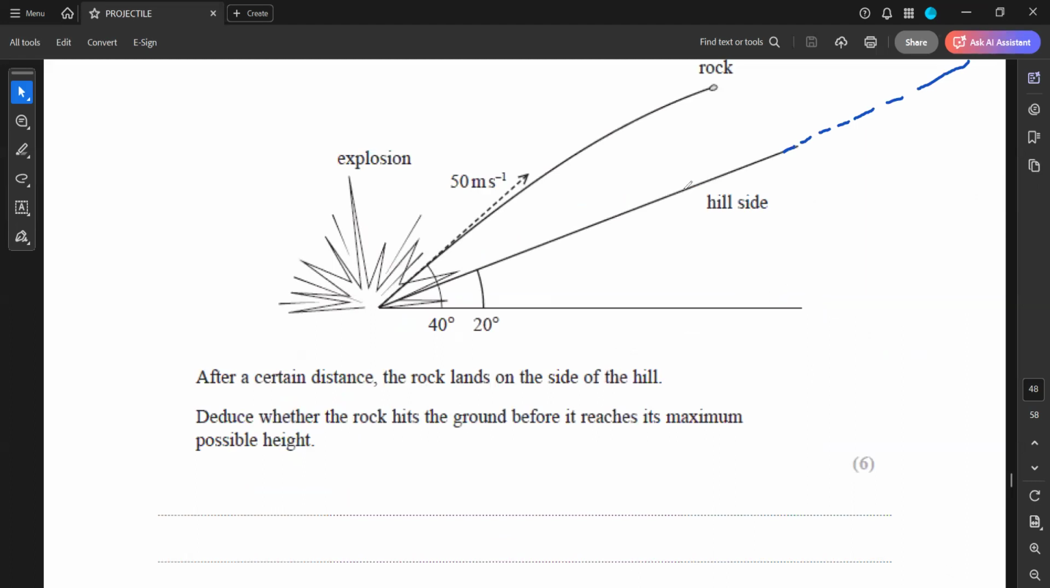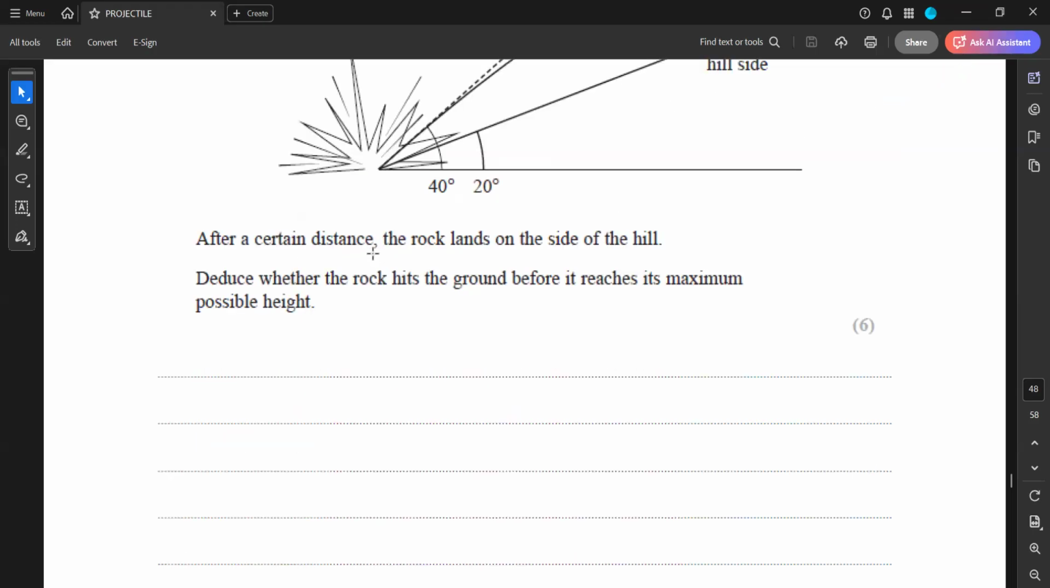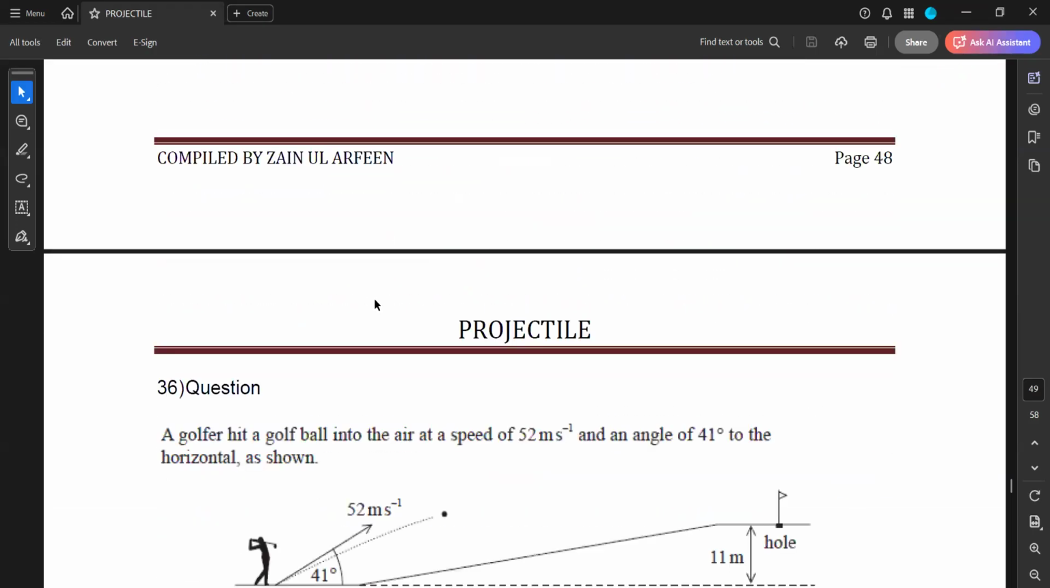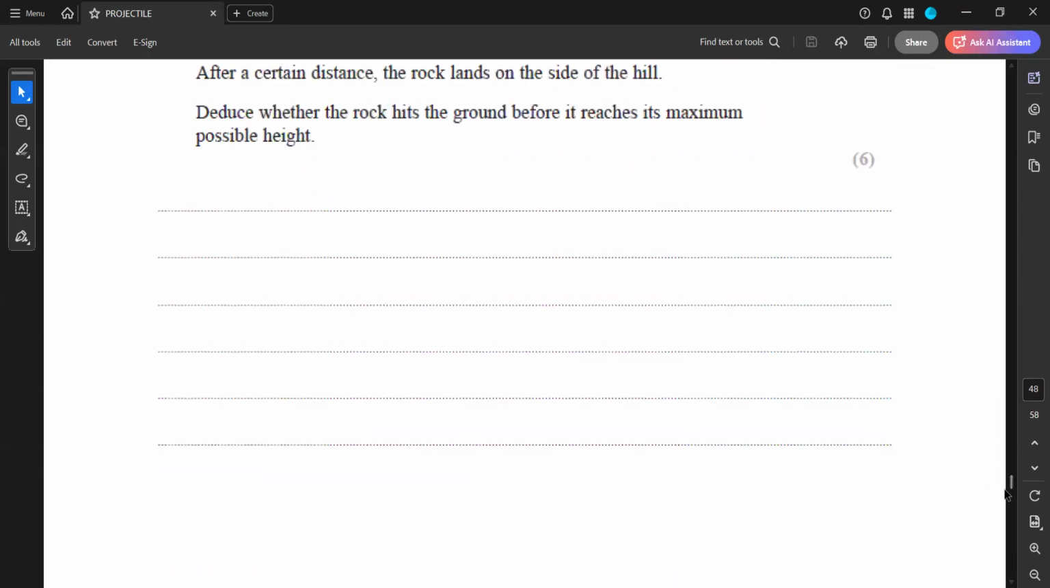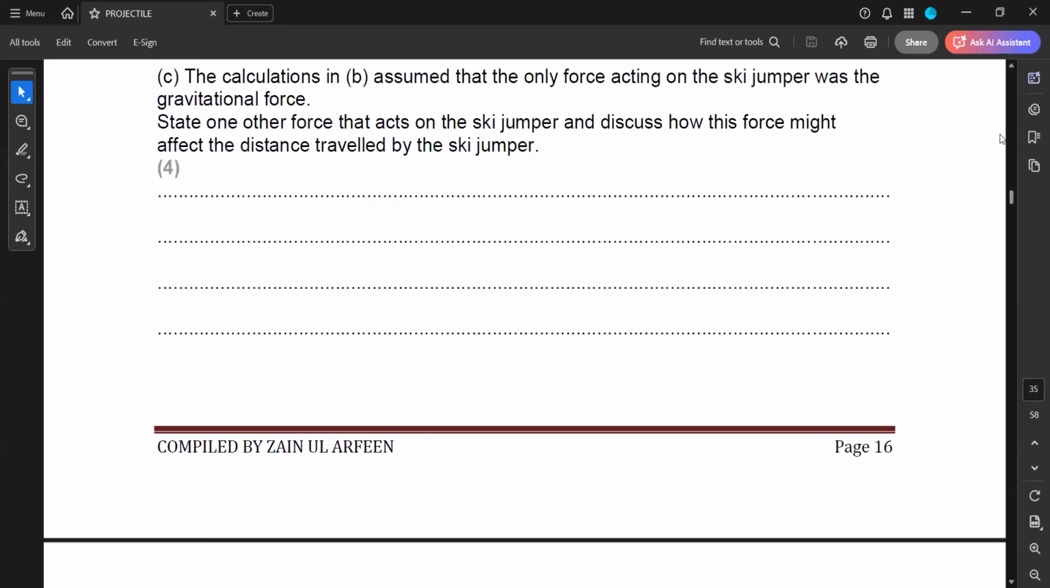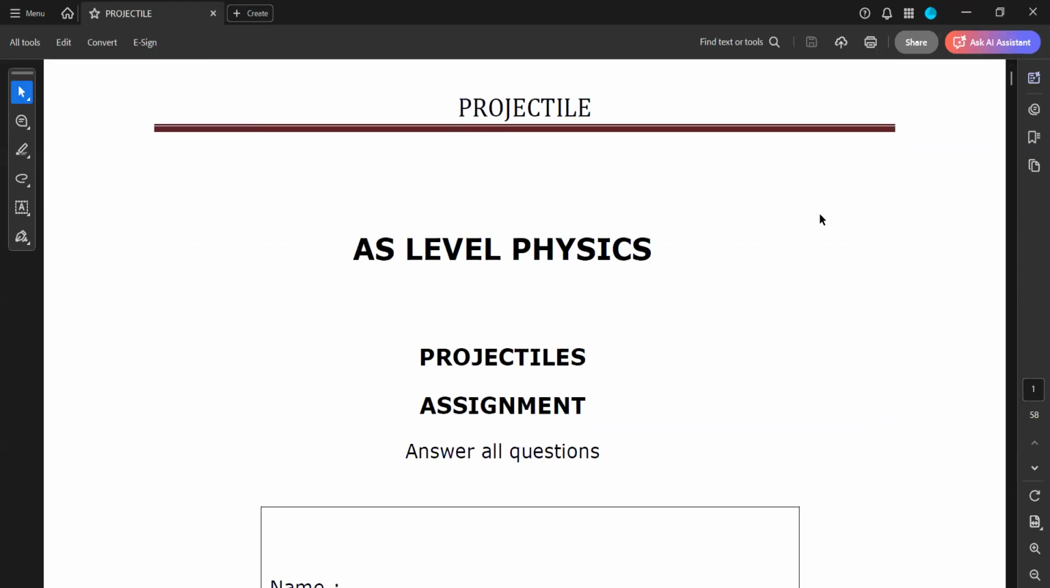Is it clear, this one, the question related to projectile? Yeah. So I'll share this exercise as well as a weekly homework. Any question or doubt related to the class?